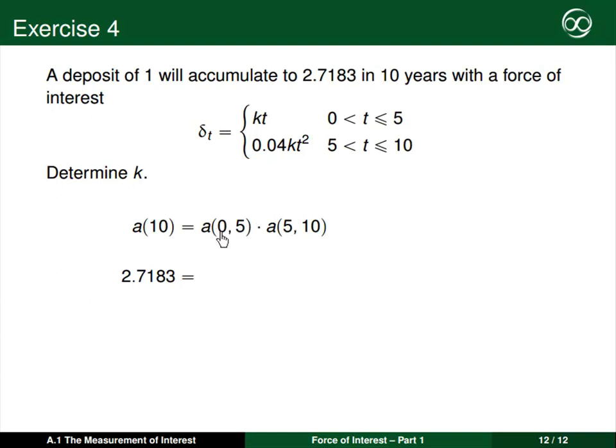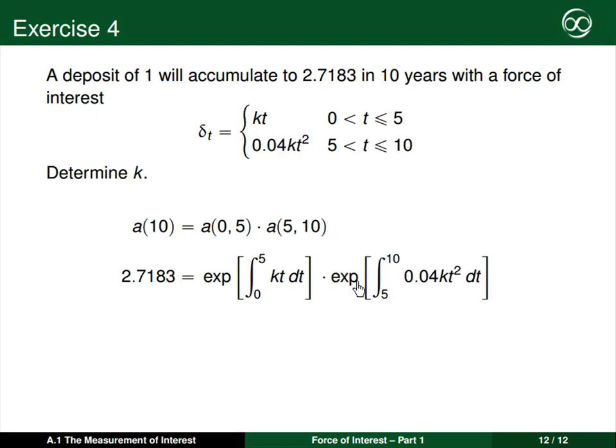If I want to accumulate from time 0 to time 5, I'm going to add this up from time 0 to time 5 and take the exponential. If I'm going to accumulate from time 5 to time 10, then I'll add up this force from time 5 to time 10 and take the exponential. Now it just becomes a calculus and algebra problem. That is, we need to integrate kt. k is just a constant, so I'll leave the k.